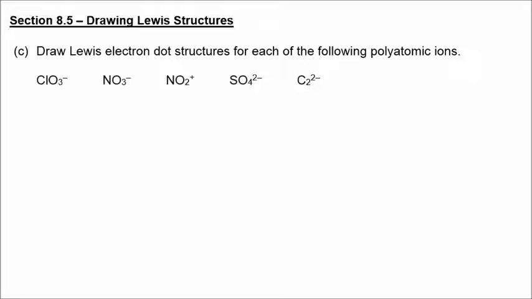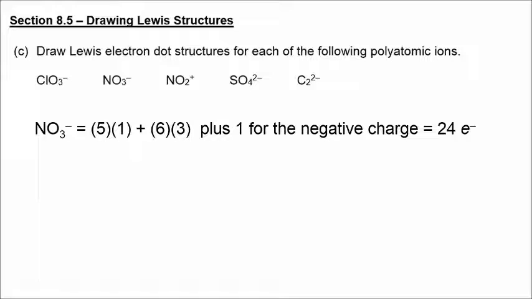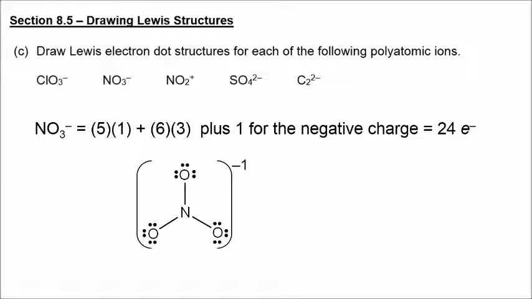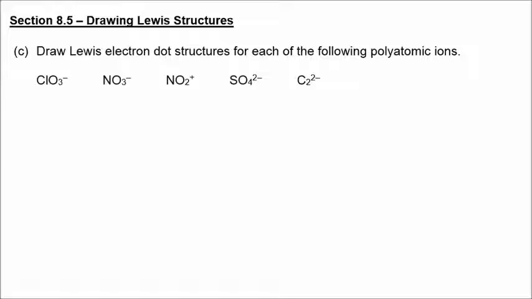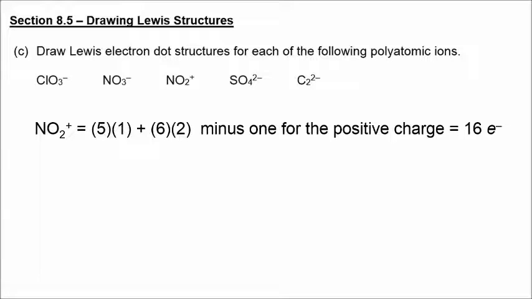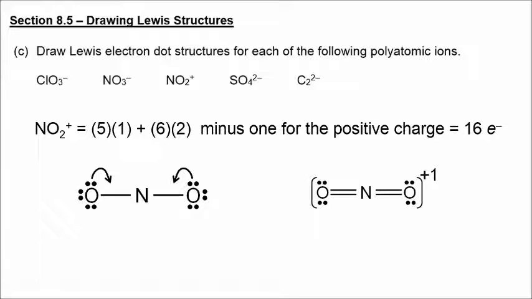For NO3 minus, we have 24 electrons because it's a -1 charge, so 5 plus 18 plus 1 more. And that's going to be a double bond between one of the oxygens and the central nitrogen atom. In the case of NO2 plus, we have 5 plus 12, but then take 1 away, we have 16 electrons total. We can make 2 double bonds. That ion looks similar to carbon dioxide, which also has 16 electrons.